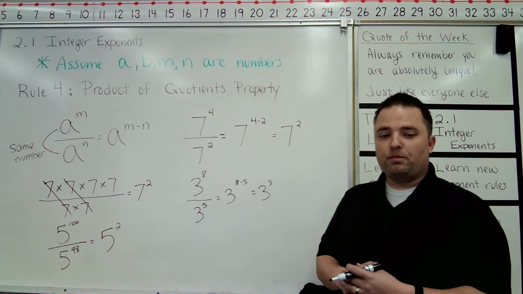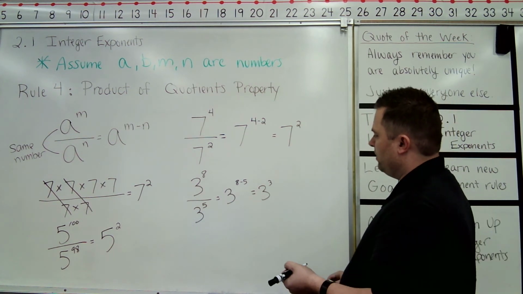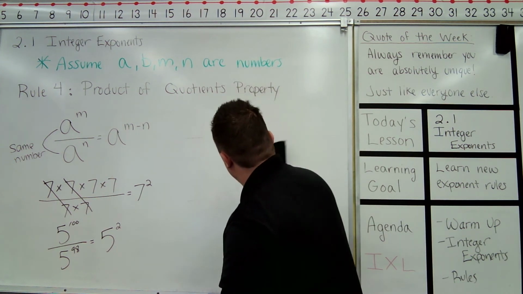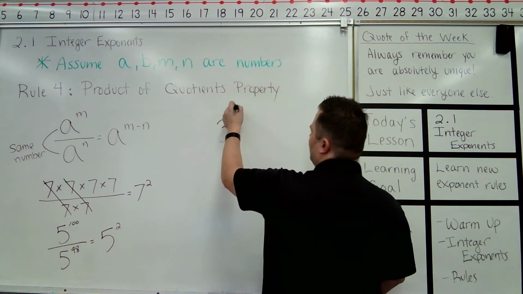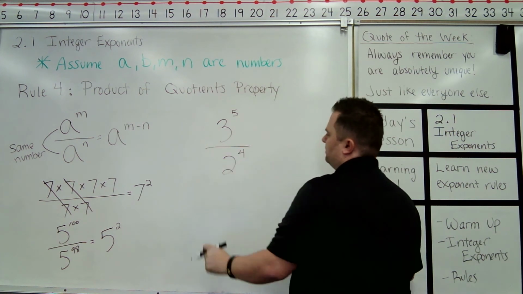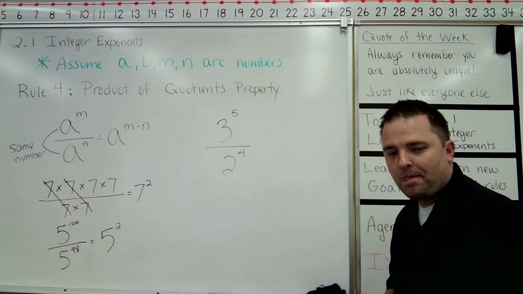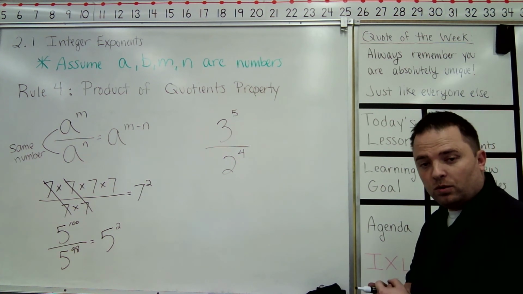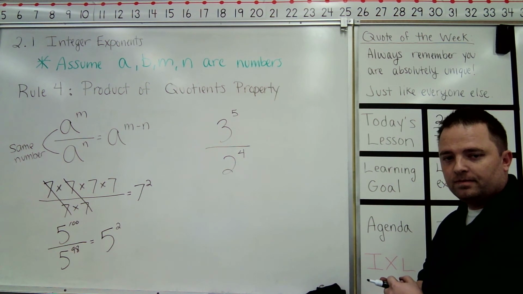I want to illustrate one more point before I end this video because it's a commonly asked question. What happens if I have something like this? 3 to the 5th over 2 to the 4th. Can I still use that rule, Mr. Paul? And I'm going to tell you no. No, you may not. That's not how this rule works.